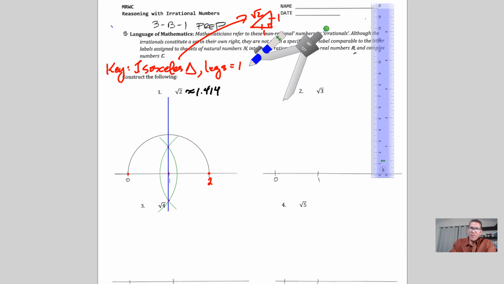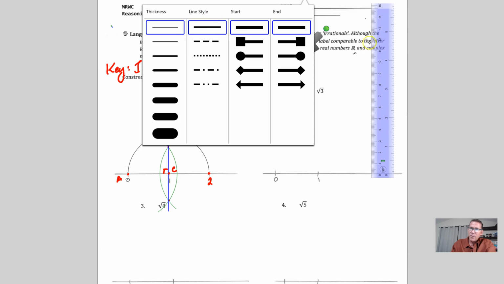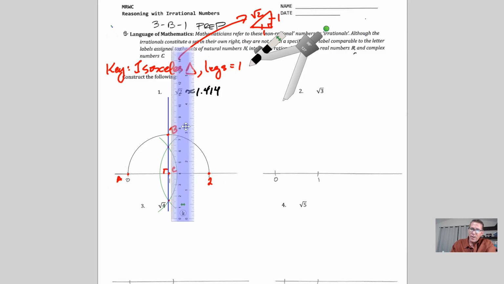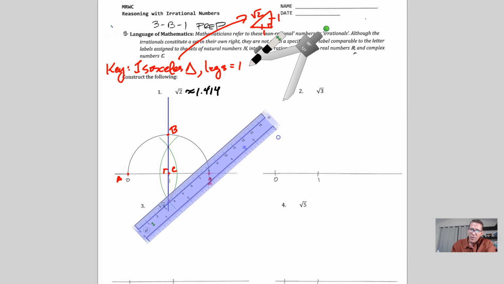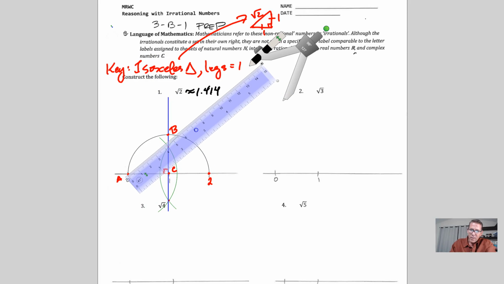Okay, so now I have a right angle right here, and I found this intersection point. So let's give these points some names here. I'm going to call this point A, this point B, and this point down here, let's call it C. Triangle ABC is my triangle that I want to form. Okay, so I'm going to grab my handy dandy straight edge again, bring it over here, and line up A and B and draw my triangle.